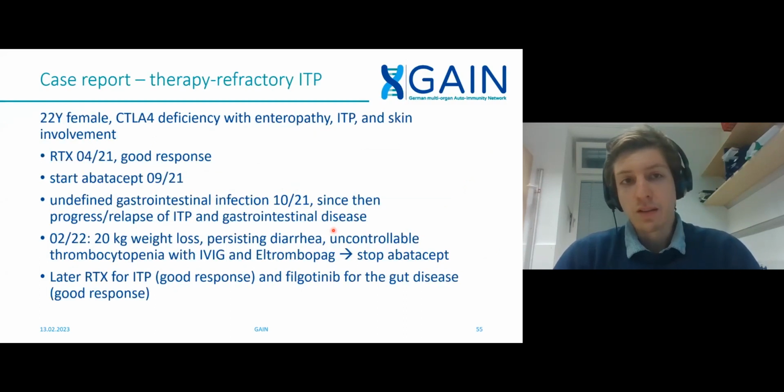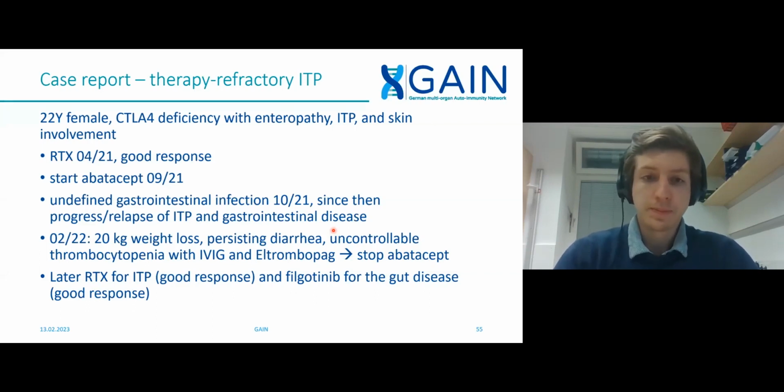From this one can take home that the ITP in case of CTLA4 disease might not be a problem, and abatacept monotherapy is something that might be sufficient in this case.